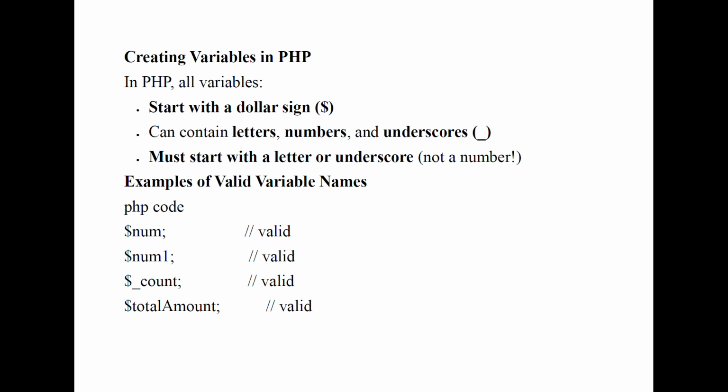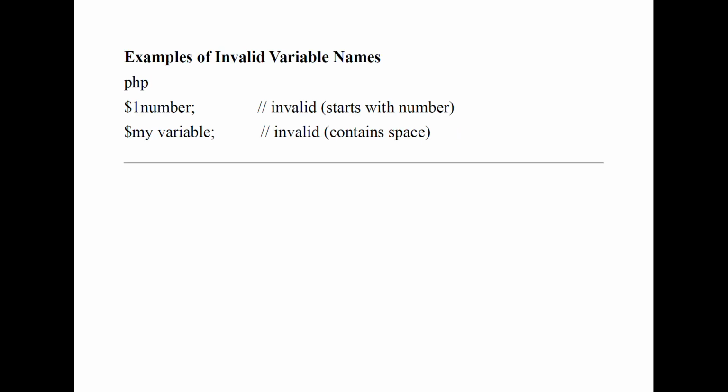Okay, the examples of valid variable names: $num, $num1, $_count, and maybe a mix of small and capital letters. These are all valid variable names. Okay, let's see the invalid variable name examples. The variable cannot start with a number, and the variable should not contain any spaces.